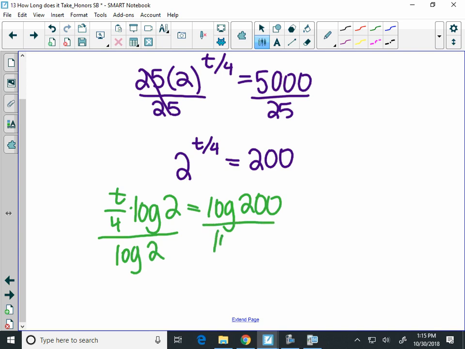If you're tired of writing logs now, I'm sorry, but wait till the next couple days. All right, so I'm going to save myself some writing just because I can. After I divide by log of 2, what do I have to do with that 4? Multiply by 4. So you're going to take your calculator and find for me log of 200 divided by log of 2, enter, times 4. And it'll tell you exactly, down to 3 decimal places, how long it's going to take.